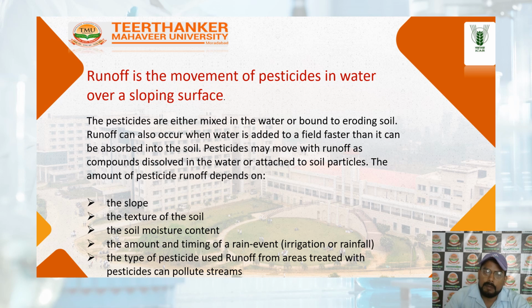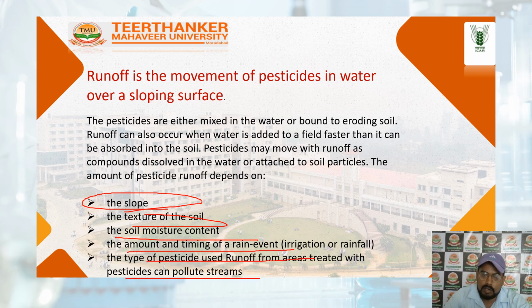So next one is the runoff, the movement of pesticide with water over the sloping surface. The pesticide in the runoff can be compounds dissolved in the water or attached to particles. The amount of pesticide that runs off depends on the slope of the soil, ingredient, structure of the soil, moisture content, and the amount and timing of the rainfall event. And pesticide runoff causes pesticide pollutants. These are the parameters that increase the pollutants in the effect of the herbicides.